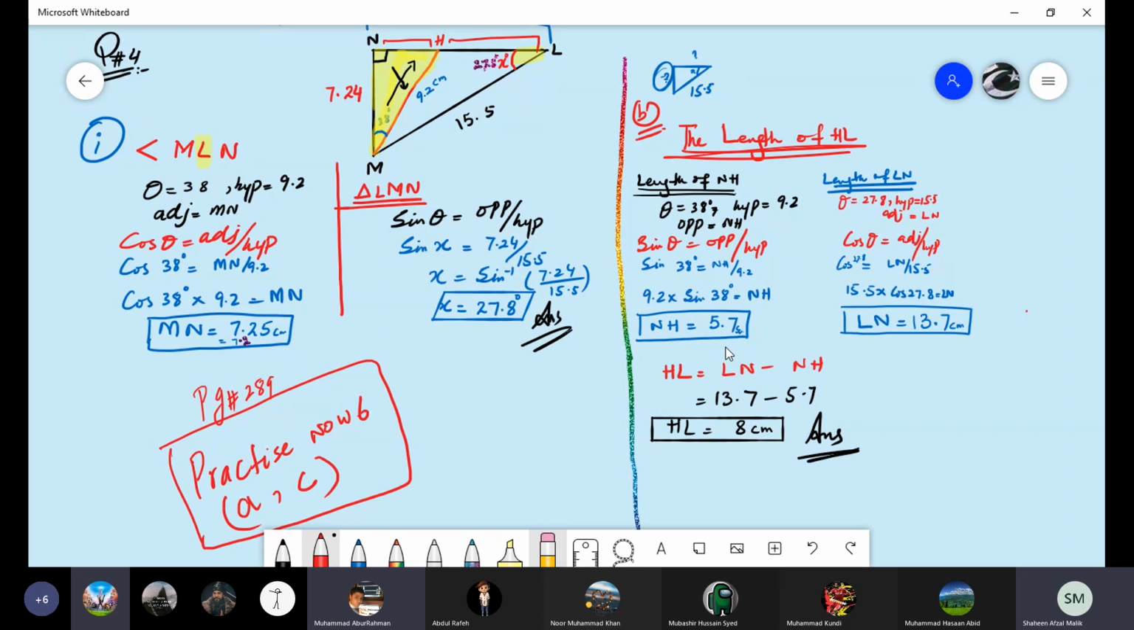After completing this chapter 11, there is one more exercise, 11D. Tomorrow, inshallah, we will start it along with question 5, and maybe complete it on the same day. Then one day we will practice simple and compound interest, and you can give the test on Thursday. Only this much for today.